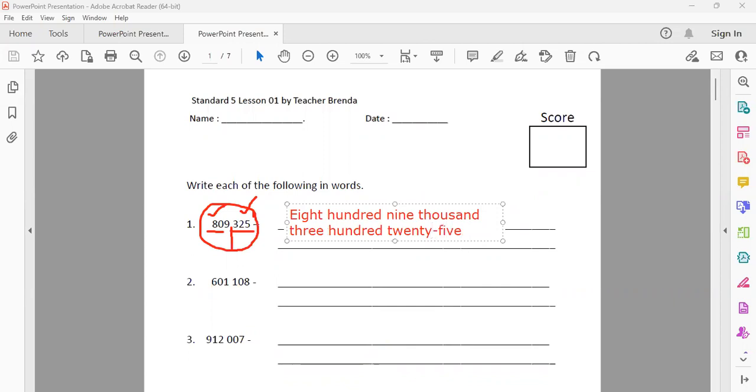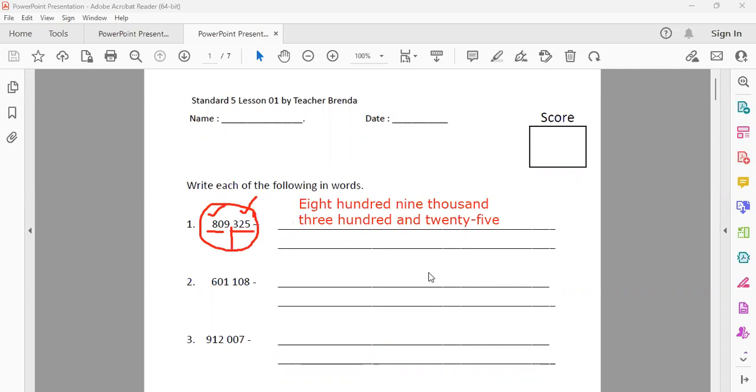And then go on to the second group, 325. At this point, if you want to say 325, that's also fine. So this is how you would write out this number. Your clue, the important part here, is you must catch the word thousand. Where is the word thousand? That word thousand is the separation here, the space in between.